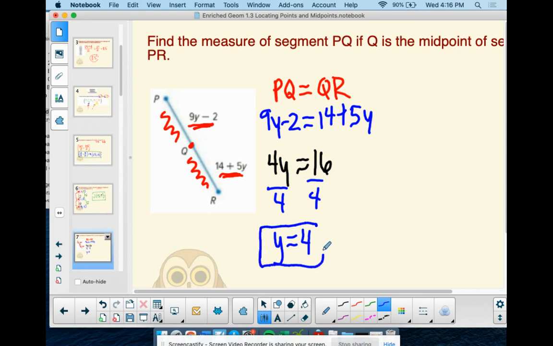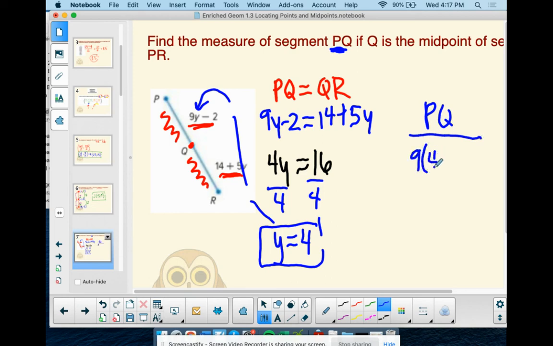But now we have to answer the question. We didn't want what y equals. We want the measure of PQ. So we're going to plug in 4 for y. 9 times 4 minus 2. 9 times 4 is 36, minus 2 is 34. So we just found PQ to equal 34, folks.